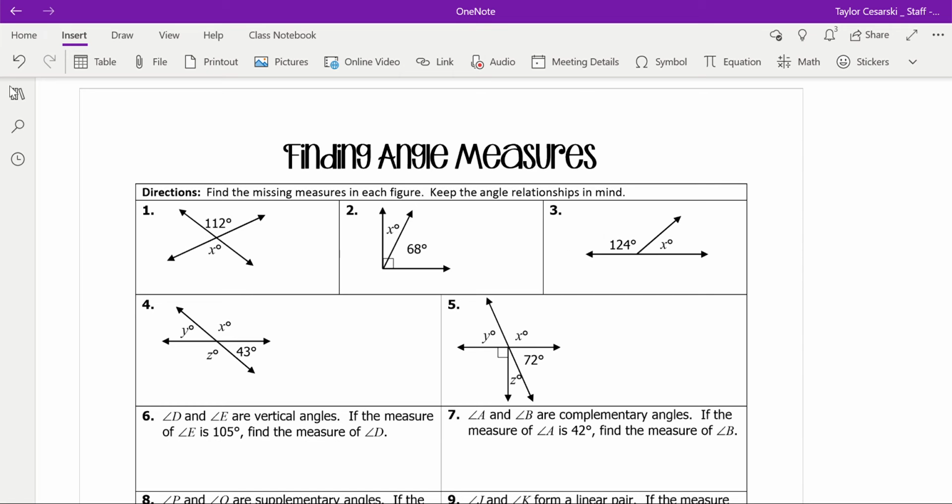Alright, hi guys, we are on the page that says finding angle measures. So we're going to do a review of some basic geometry concepts, talking about angles, complementary angles, supplementary angles, etc.